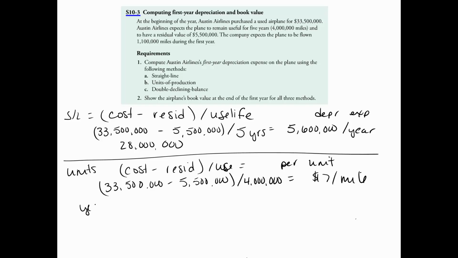And then in year 1, I used it for 1.1 million miles. So I'll take the 1.1 million miles times $7 per mile, and I get 7,700,000 depreciation expense in year 1.